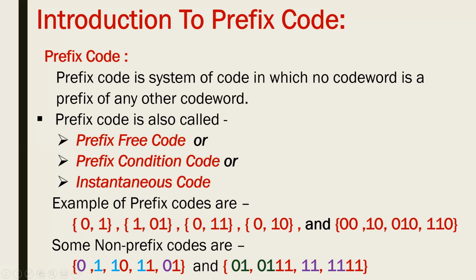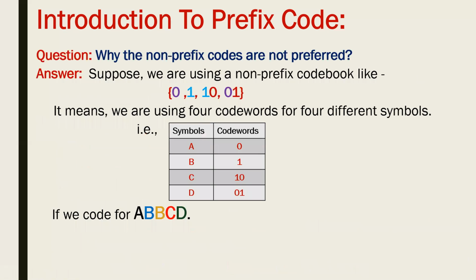I have changed the color so that you can visualize easily. 0 is a prefix of 01, so we highlighted 0, and 1 is a prefix of 10 and 11. Therefore, it is not a prefix code. Similarly, here 01 occurs as a prefix of 0111, and 11 occurs as a prefix of 1111. This means all these systems are non-prefix codes.